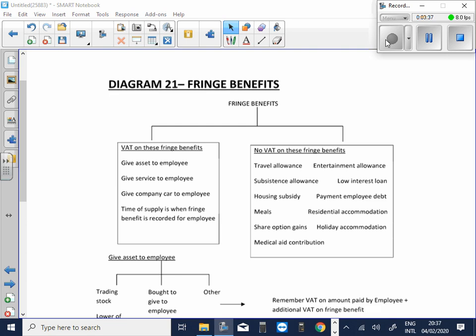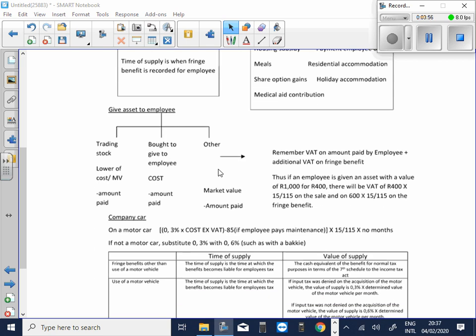Give a company car to an employee, VAT. Okay, and I've got their time of supply: when the fringe benefit is recorded for the employee, i.e. your payslip. So whatever month your payslip is generated in. Guys comfortable with that? So general rule. Give an asset to an employee, what's the rule? Trading stock is the lower of cost or market value. If you bought it to give to the employee, it's cost. And other, it's market value. Are you guys comfortable? Is that all right?